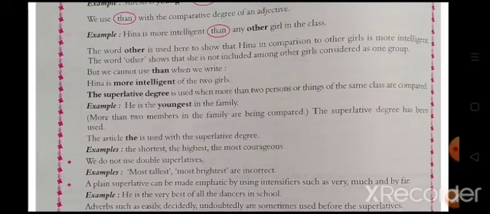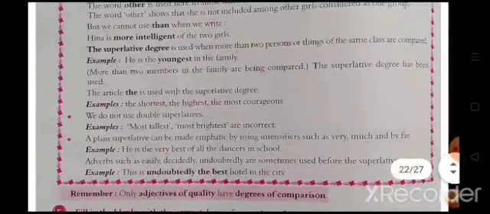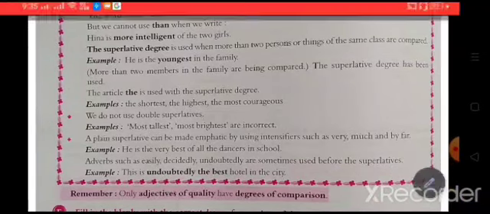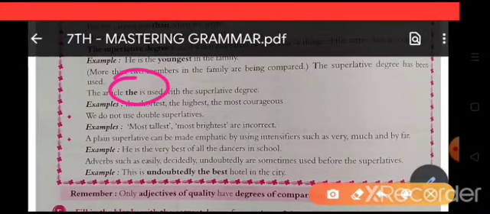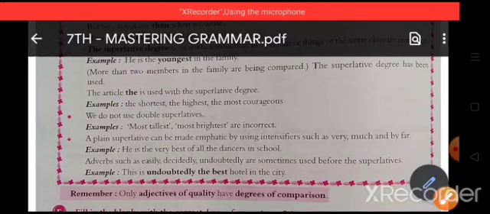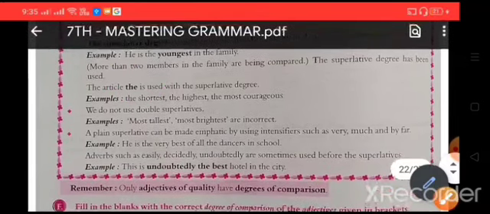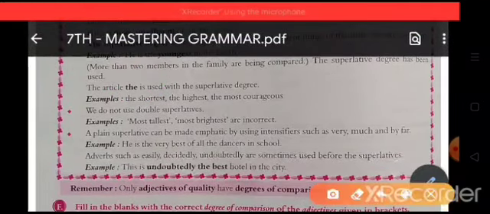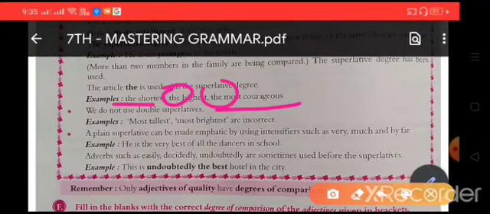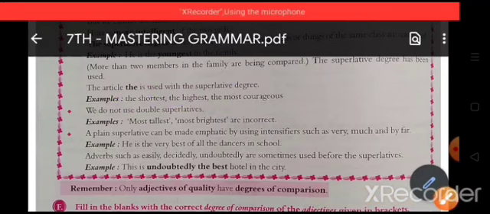The superlative degree has been used. The article "the" is used with the superlative degree. Always remember this: the article "the" is always used with the superlative degree. The shortest, the highest, the courageous. Now here we are using the superlative degree. "Most tallest" and "most brightest" are incorrect.